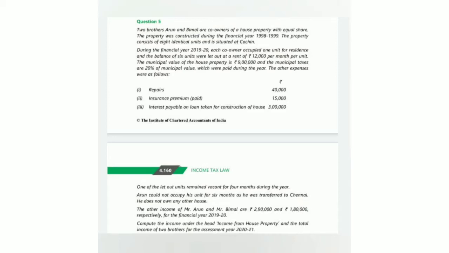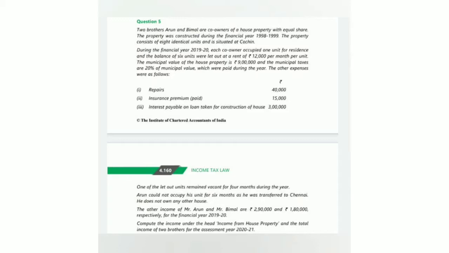Today we are going to solve one important problem in income from house property. It is based on the co-ownership of a house with equal share. Let me read the question first. The two brothers Arun and Bimal are co-owners of a house with equal share. So the share of income will be divided equally.